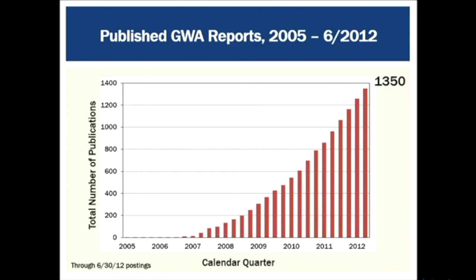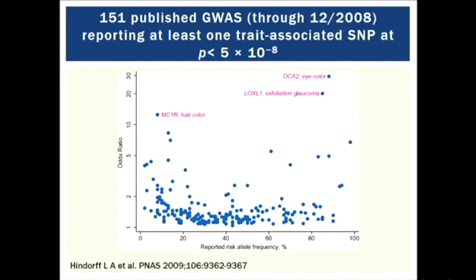And there's an accumulation of GWASs that have been done. So these are data from the NHGRI website that keep track of all this. And you see a huge explosion of the number of GWASs that have been done over time. By 2012, 1,350 of them. Now, in general, when you look at these studies, the odds ratios are quite small for the SNPs that have a significant association. So this is the odds ratio. This is the reported risk allele frequency, and most of the studies are showing odds ratios at or below 1.5, really.